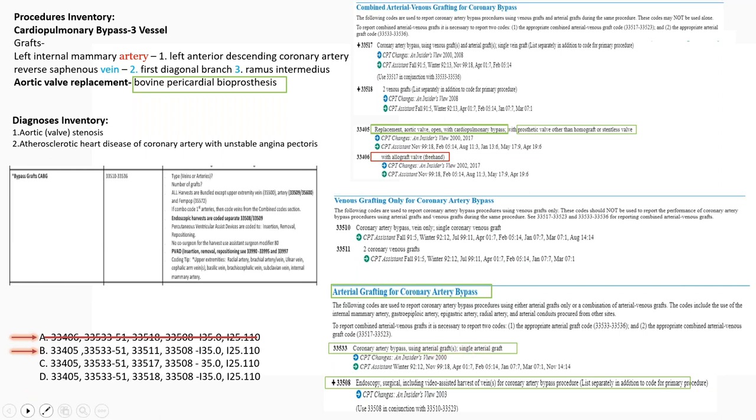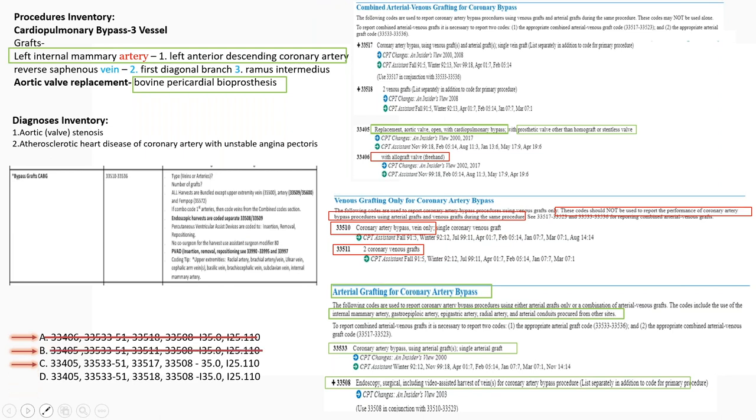Next, we will take the code from the vein section. That is a combination code. Let's see what our next code is. It is 33511. 33511 is coding for coronary artery bypass, vein only, two coronary venous graft use. So in this scenario, we are having two veins and one artery. As I said in the previous scenario as well, we can't use the artery code and venous code separately. We have to use the arteries code from this particular portion, arteries alone, and the vein code from the combination part. So that will help us eliminate option B.